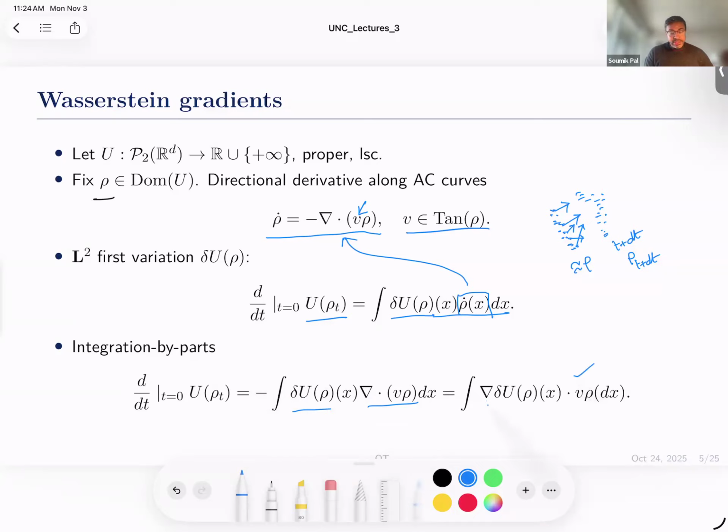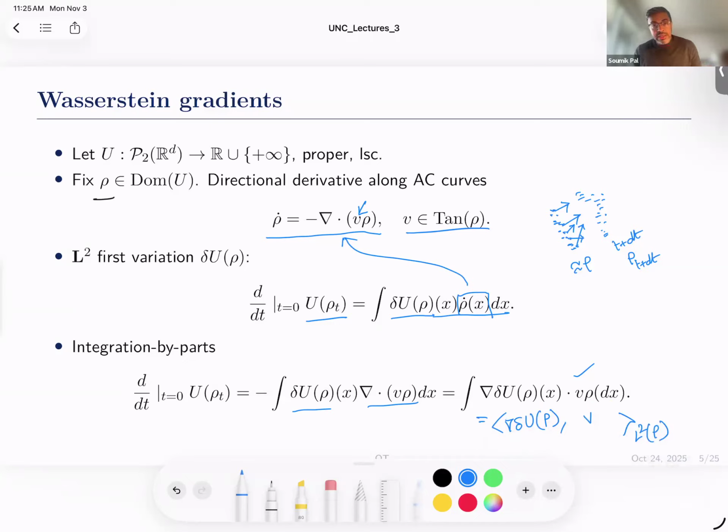This is the gradient of the gradient of the first variation, the L2 first variation of u. This is a vector in d dimension. This is the Euclidean dot product with the velocity field, which is another vector in the d dimension. And now everything is being integrated with respect to rho dx. But you realize that this is actually the L2 inner product of one vector field, u rho, and the other vector field v in L2 of rho.